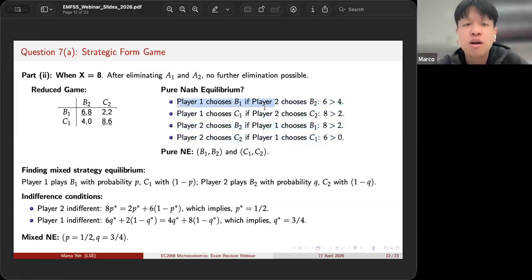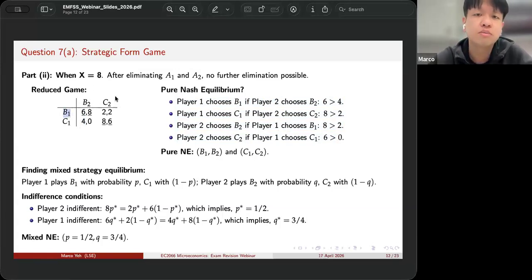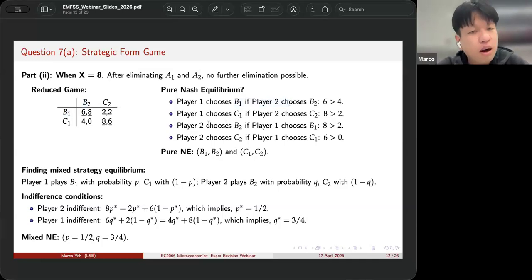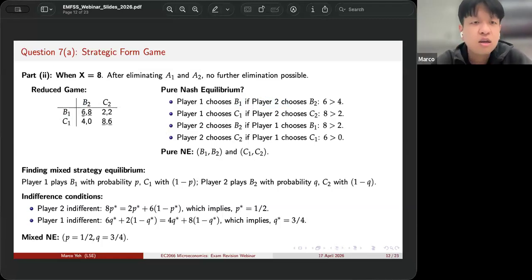So let's get through the first one. Suppose I'm player 1. Suppose player 2 is playing B2, this column. Then what will be my best response? If I'm player 1, player 2 is playing B2, I will play B1 rather than C1 because if I play B1, I get 6. If I play C1, I only get 4. 6 is greater than 4, so my best response is to play B1 if I know player 2 is playing B2. Okay? You do the best response discussion one by one, and you'll have 4 results.